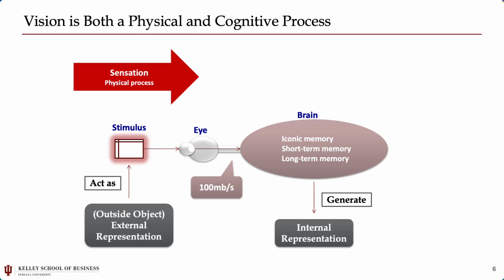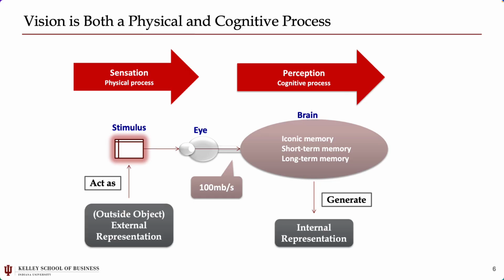So the neural signals are then transmitted and processed to form vision, which is the internal representation in the brain of the external object. So the visual perception is a cognitive process, compared to the sensation, which can be seen as a physical process. The visual perception takes place in the brain, and they generate the internal representation.